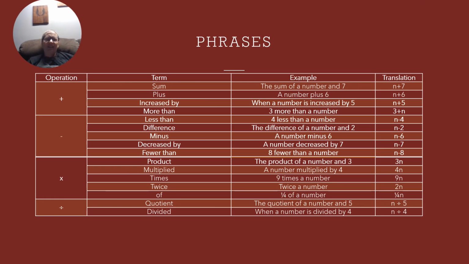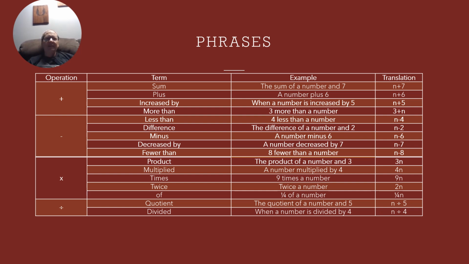So there's lots of different phrases for different operations. First we have the operation of addition, which the terms can be sum, like the sum of a number and 7, and you would write that as n plus 7 if you're using n as your number. Plus: a number plus 6, n plus 6. Increased by is another one: when a number is increased by 5, n plus 5. And more than: 3 more than a number, 3 plus n. It doesn't matter what order you write that in, you could write it as n plus 3 as well. You can write it in whatever order you want for plus, because plus doesn't matter what order you do things in.